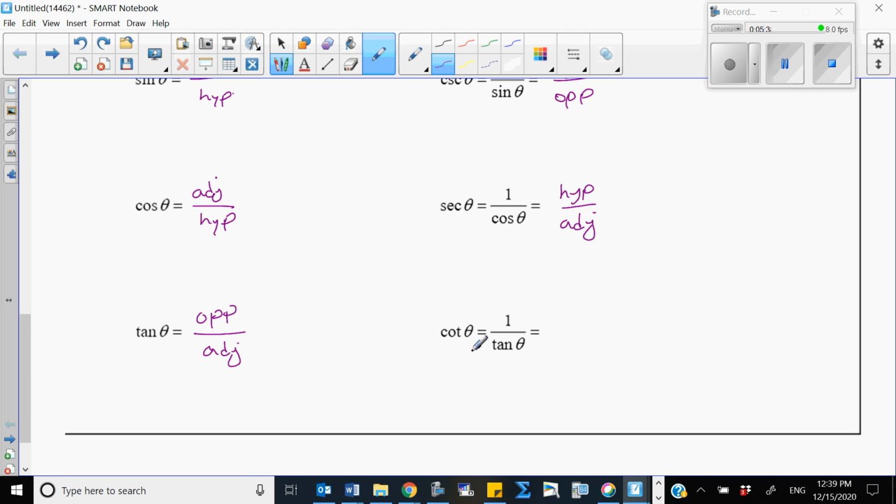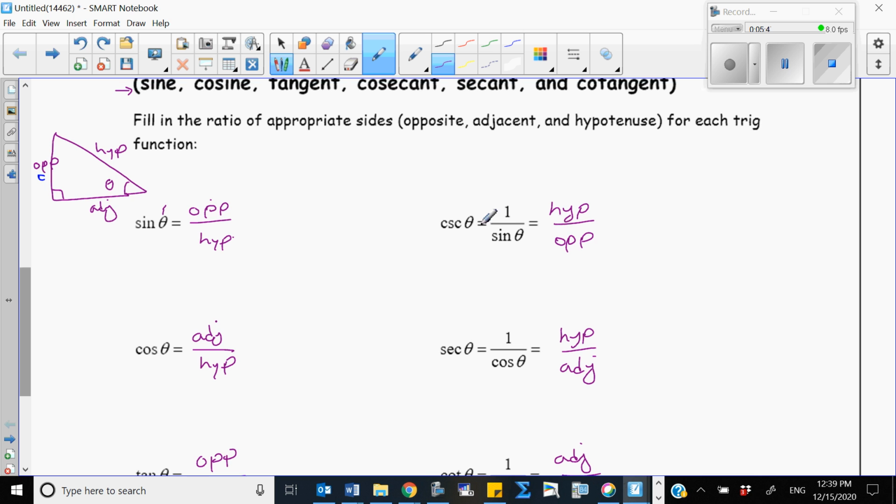Cotangent is reciprocal of tangent. So it's going to be adjacent over opposite. So this is how we can calculate and find these functions.